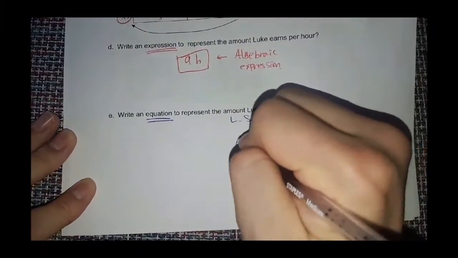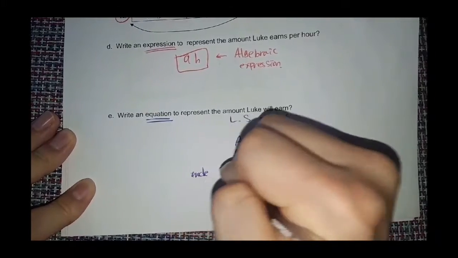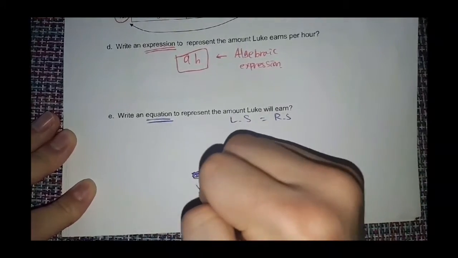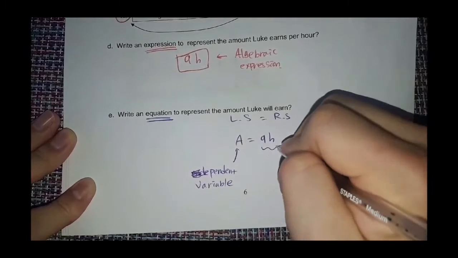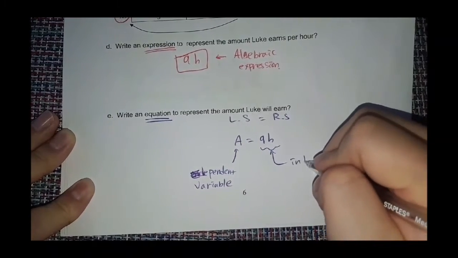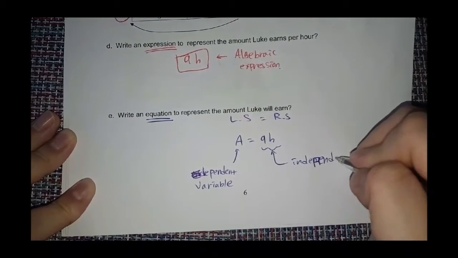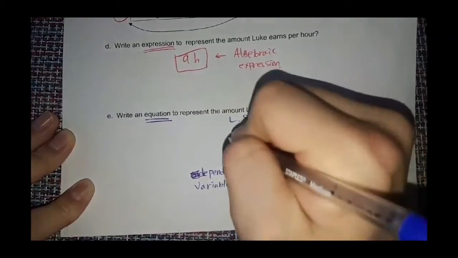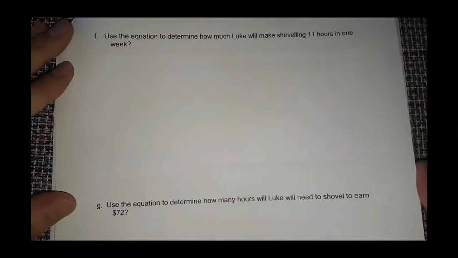So you can say a is equal to, and then I like to say, dependent variable is equal to 9h, which is the independent variable side. There you go. So my equation will look like this: a is equal to 9h. We are almost done for today, so let's keep it up.